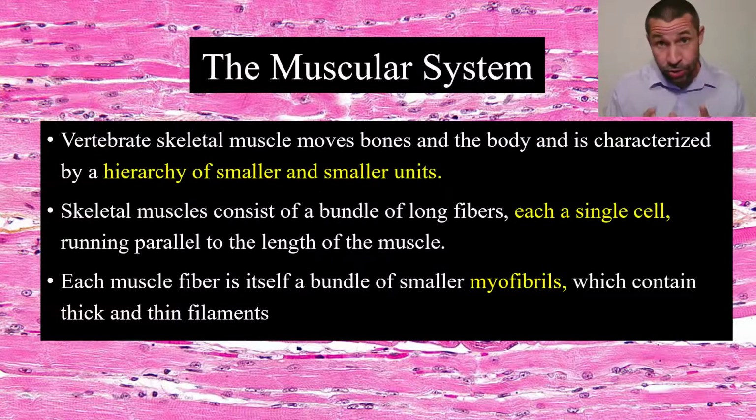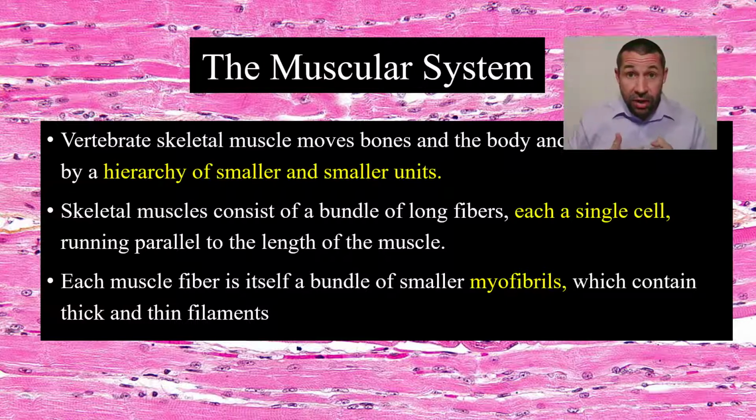For Bio 182, I need you to recognize that vertebrate skeletal muscles are composed of a hierarchy of progressively smaller and smaller units. So skeletal muscles themselves are long fibers that run parallel to one another. These fibers are composed of smaller units called myofibrils, containing still smaller units, including the long, thick protein myosin and the thin filament actin. So muscle contraction is driven by the myosin and the actin sliding along each other.